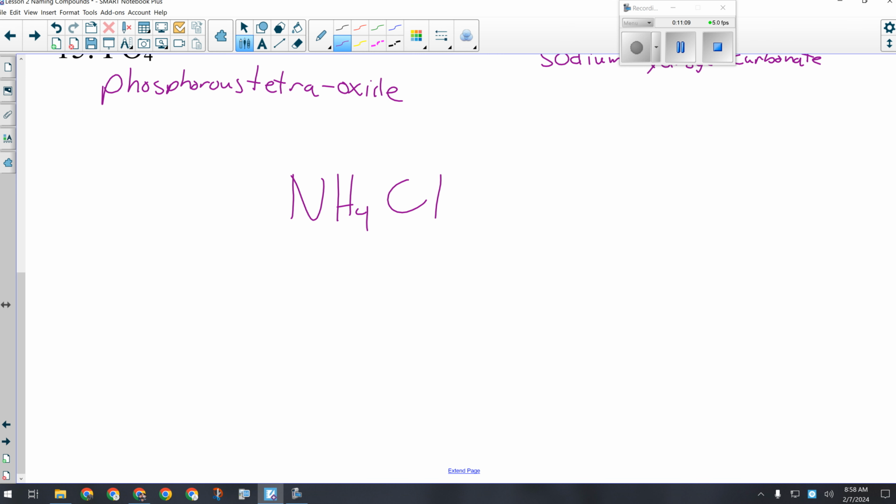So why is this one tricky? Does it have 3 nonmetals in it? Okay, do we know how to name a compound that's molecular that has 3 nonmetals in it? You know why we don't know how to do that? Because it's not molecular.